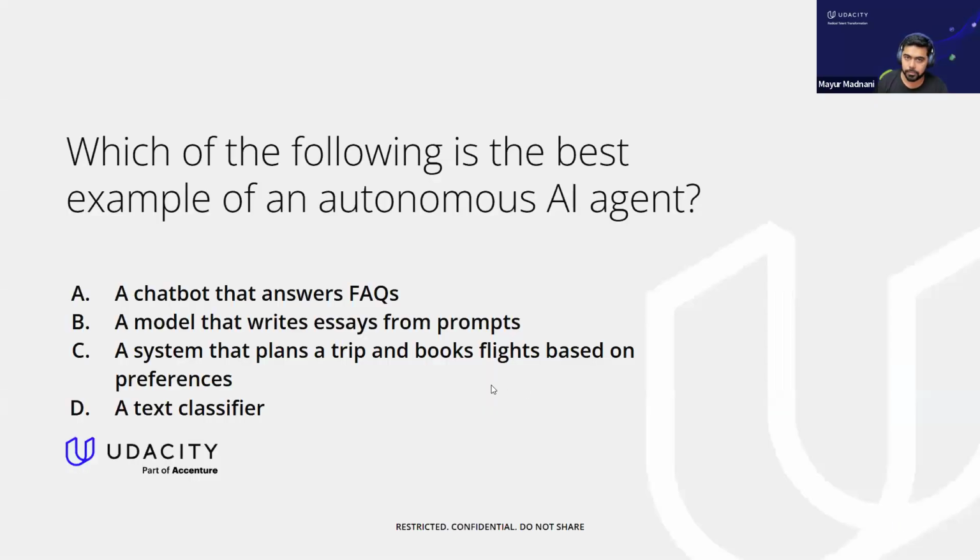So what do you think would be the best way you could use an autonomous AI agent? Let's open up a poll for this, and you have some time to answer it. Would you use a chatbot to answer FAQs? Would you make a model that writes essays from prompts? Or would you use a system that can plan trips and book a flight for you from the preferences that you give? Or would you use agents to build a text classifier?